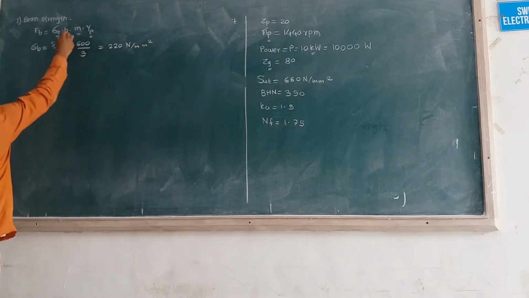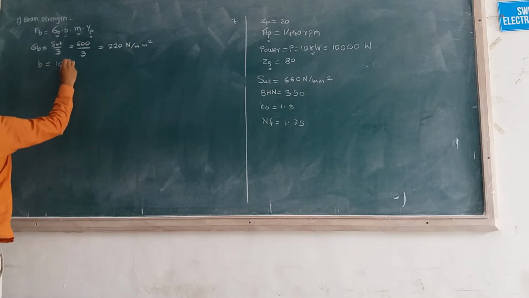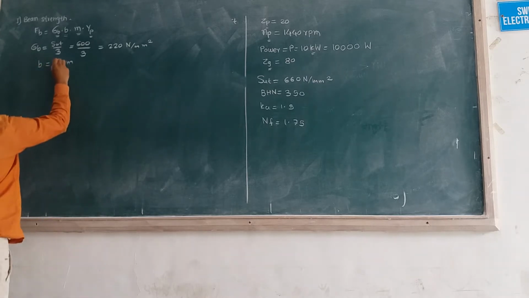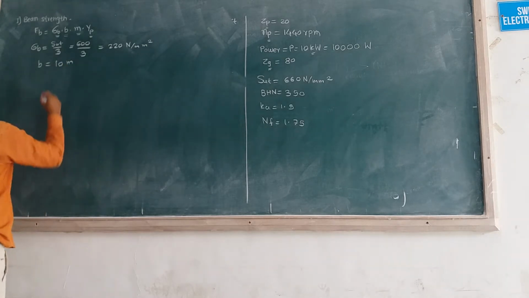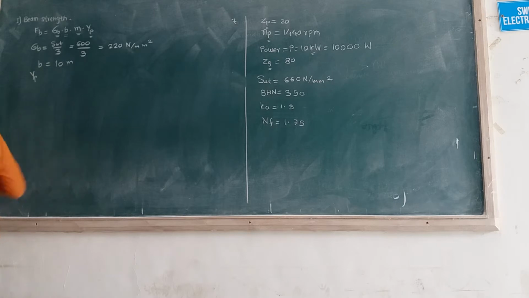Now for calculating b, if b is not given, then we always take b equal to 10 times module. We see this in our theory lectures. So b is equal to 10 times module. We keep m as it is, and for 20 degree full depth involute.